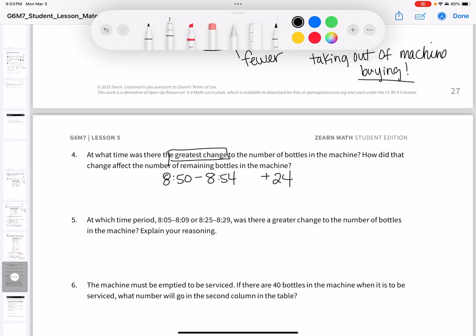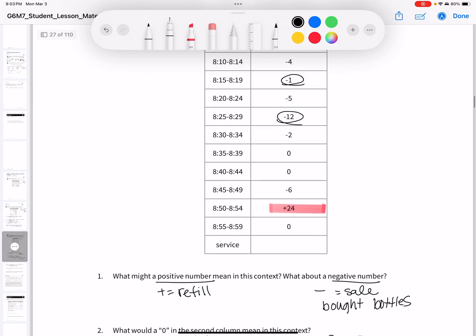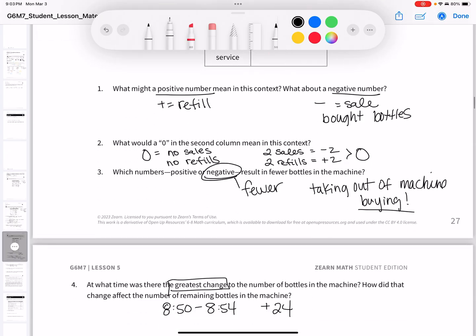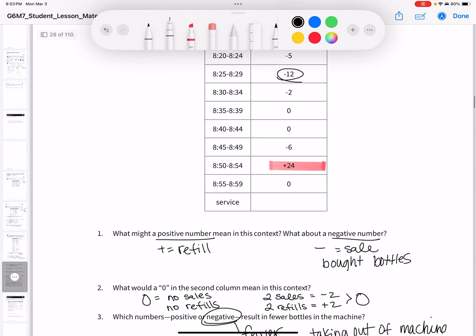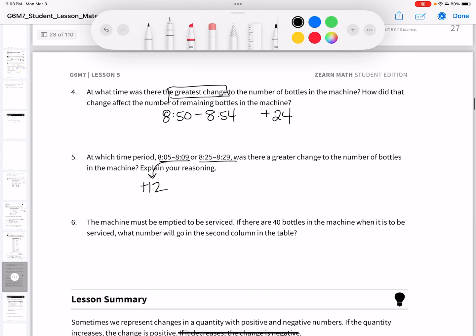And then 5. At which time period, 8:05 to 8:09 or 8:25 to 8:29, was there a greater change to the number of bottles in the machine? Explain your reasoning. Well, let's go up to 8:05 to 8:09. 8:05 to 8:09 is a positive 12. So I'm going to come back down here and say this is a positive 12. And what about 8:25 to 8:29? Ooh, that was a negative 12. So from here, this is a negative 12.